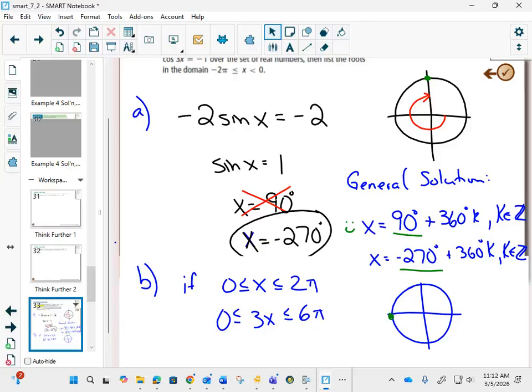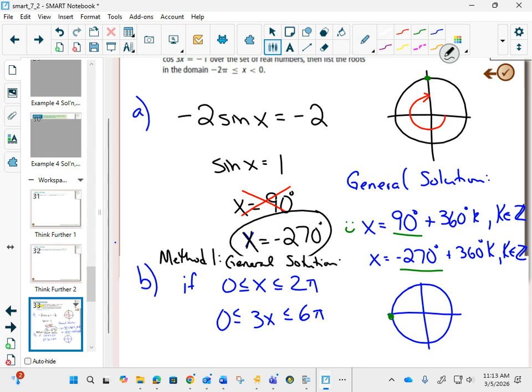I know, but that's part B. That's after. We're doing the general solution first. So in a general solution, solve between 0 and 2 pi, and then add 2k pi to each of those answers. And I'm going to show you two methods for this. Method 1 for the general solution is what we did yesterday.